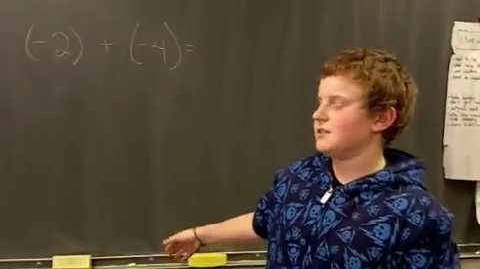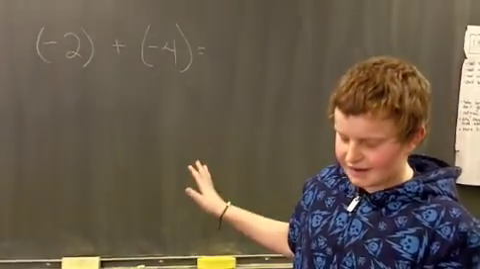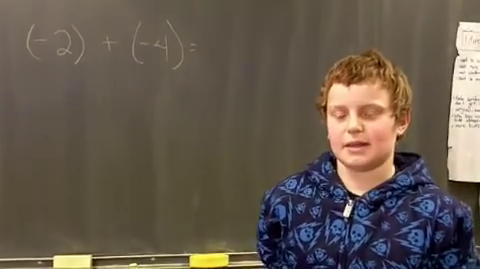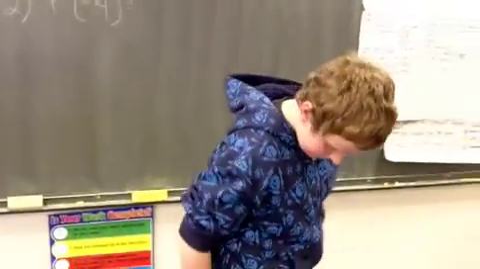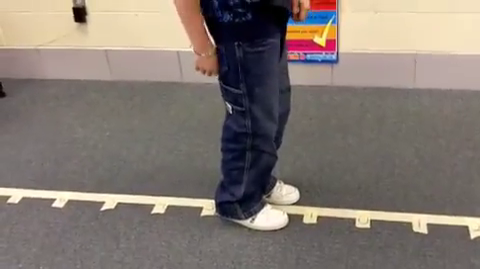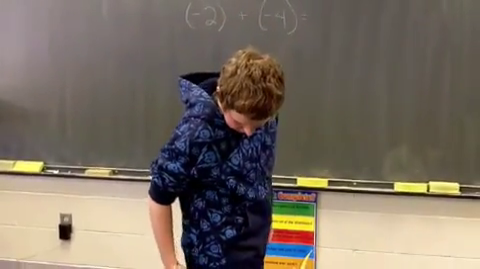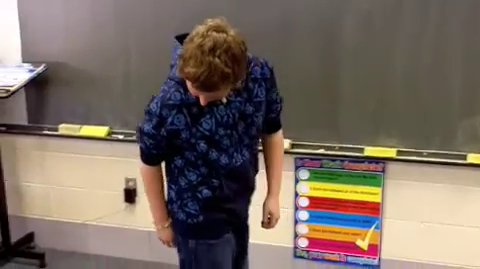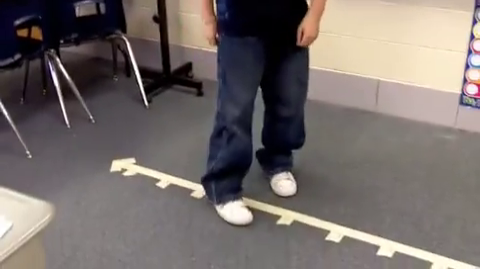Okay, so I'm going to teach you how to add two negative numbers, -2 plus -4. First we start at 0 and walk back 2 in the negative direction. Since we're also adding -4, we walk back 4 more, which puts us at -6.